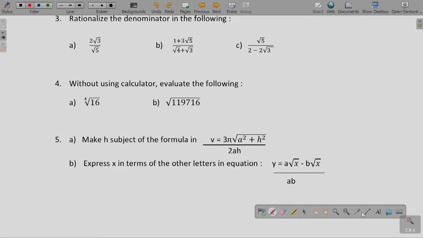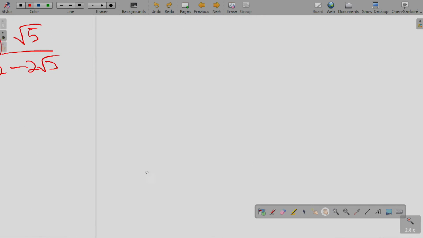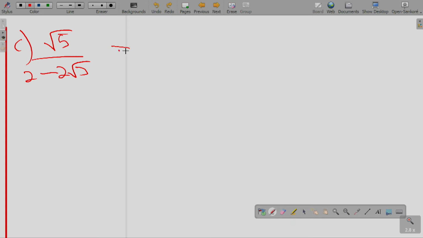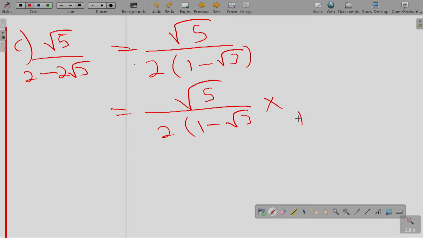Question 2C. We have square root of 5 over 2 minus 2 square root of 3. We have to rationalize the denominator. So here let's take 2 common, which becomes 1 minus square root of 3. And also here we multiply 1 with 1, but here now we have a negative sign, so we put a positive sign, and here we multiply.